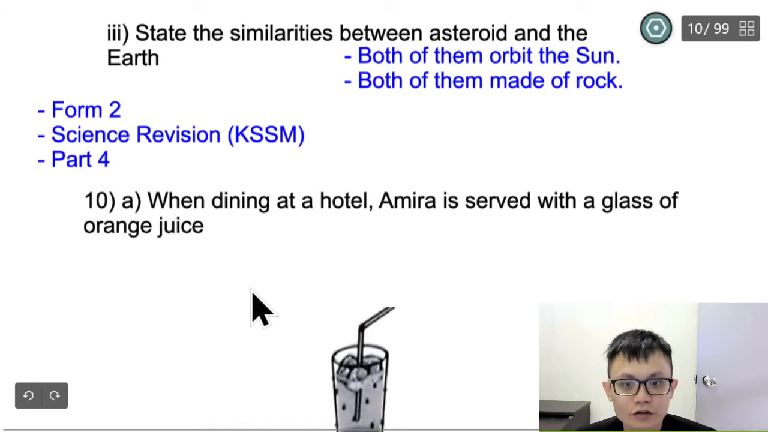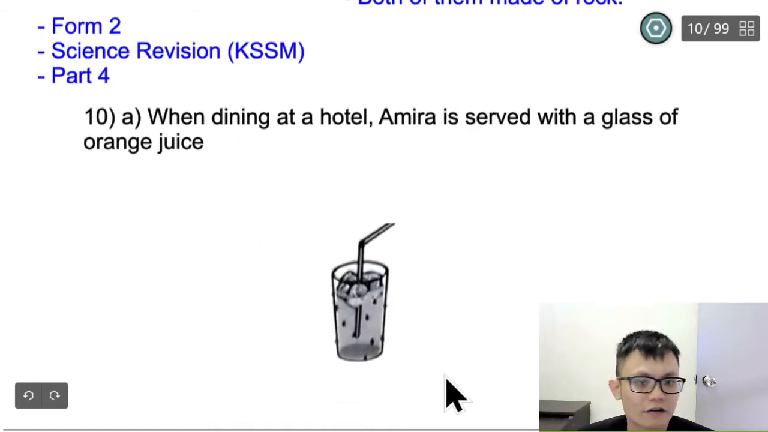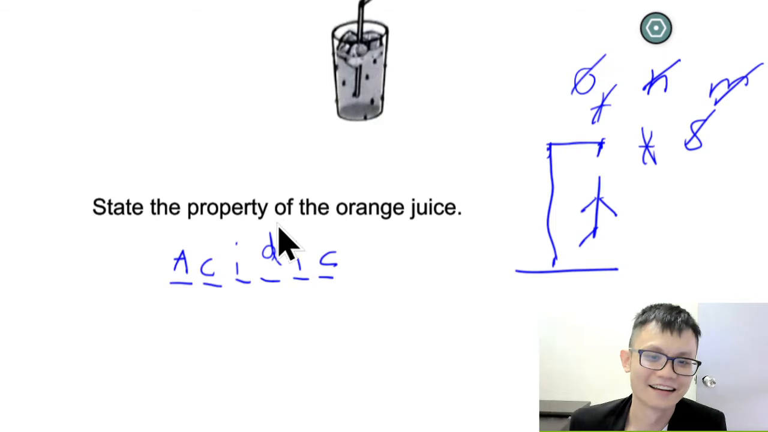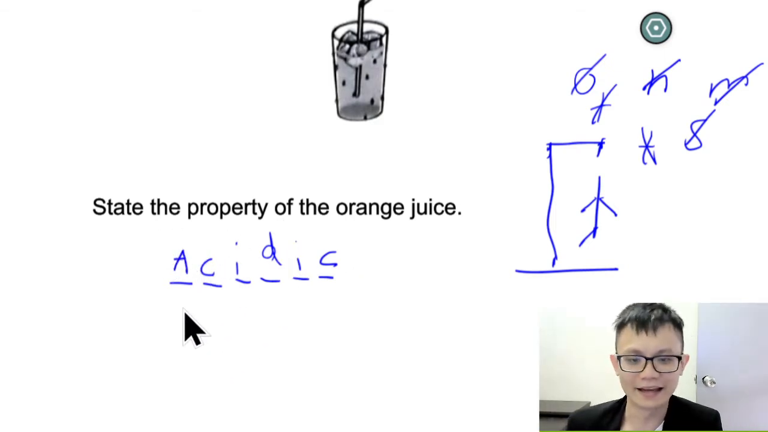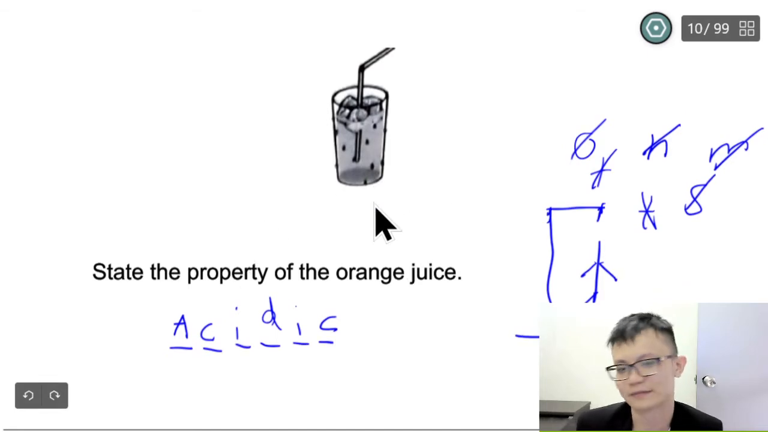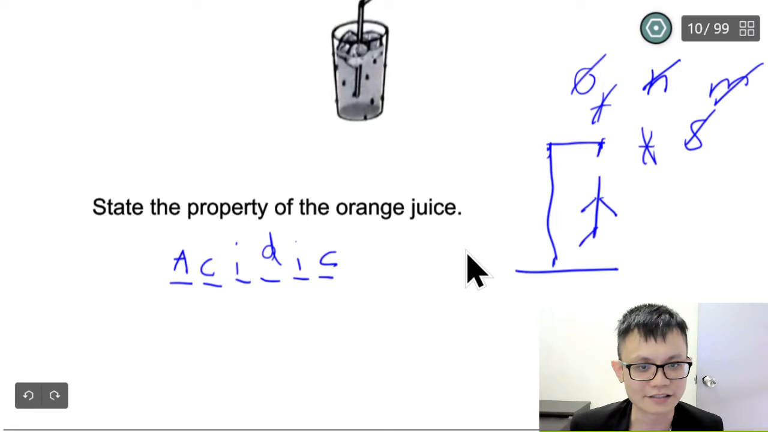So when dining in a hotel, Amira is served with a glass of orange juice. State the property of the orange juice. So the property will be acidic. Okay, acidic. Very easy. But still some students cannot get it. Let's move on to the next question.